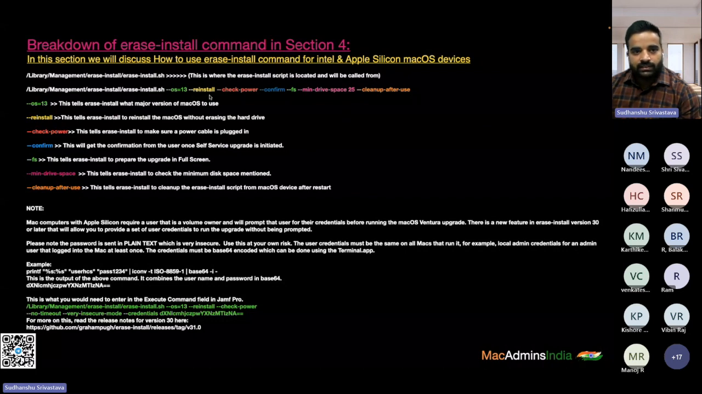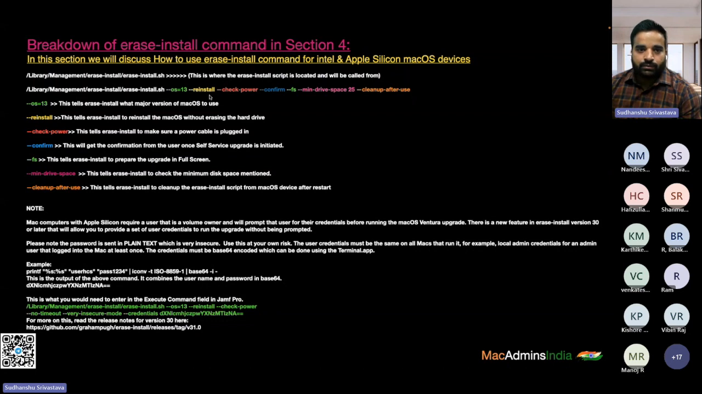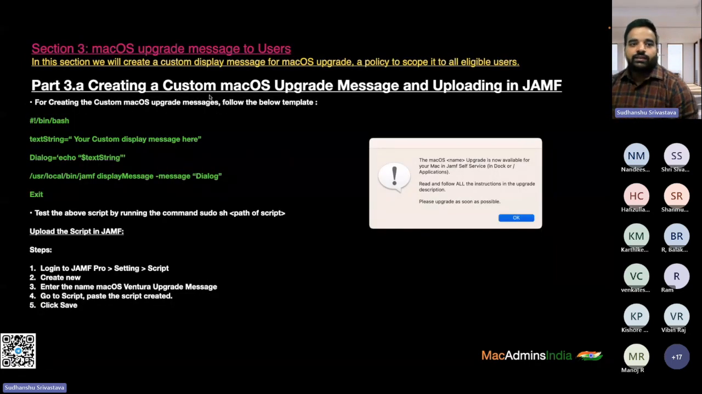Now, I think this section I will cover after some time. This is a breakdown of the script, so I will cover it after some time. So I will go through the next section, that is section 3, the macOS upgrade message to the user. Now this is going to be policy 3 for us in the Jamf.